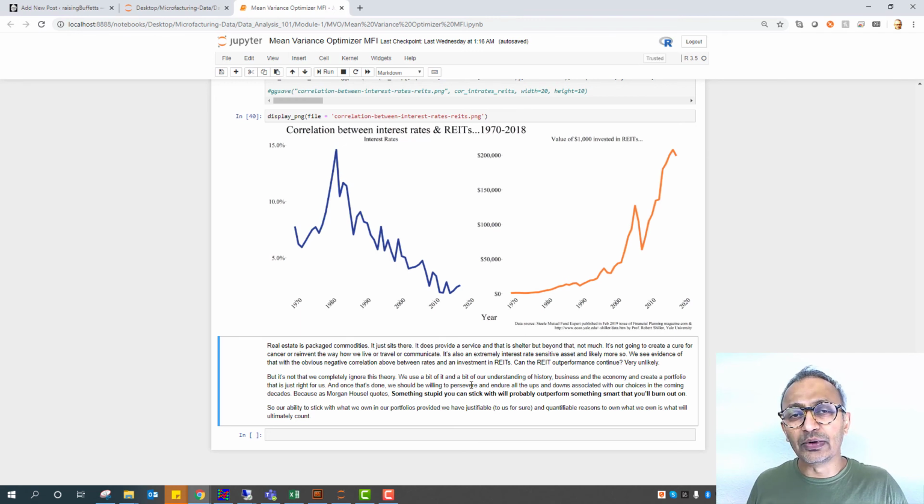So it's not that we completely ignore theory. We use a bit of this and a bit of our understanding of history, business, and the economy to create a portfolio that is just right for you, right? And once that's done, we should be willing to persevere, okay? Because with this portfolio thing, with your money management thing, the most important thing is you, okay? And that's where people get into trouble, that they cannot control their emotions in light of what is happening in the market, and endure through all the ups and downs associated with our choices in the coming decades, right?